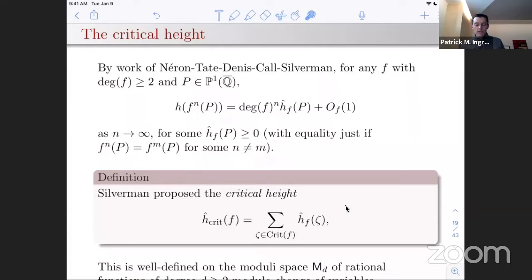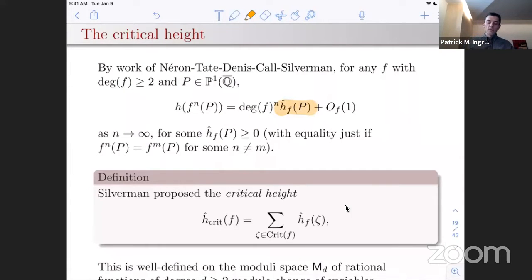And now I want to introduce a slight tweak of this basic height function, which is going to be useful in arithmetic dynamics. And it depends how many names you want to stick on here, but I say this is due to work of Néron, Tate, Denis, Call, and Silverman. You can associate to any rational function of degree at least 2 a quote unquote canonical height function. So that's this thing here.